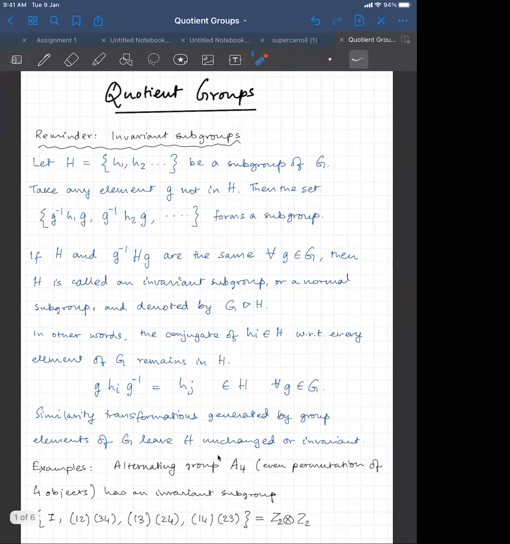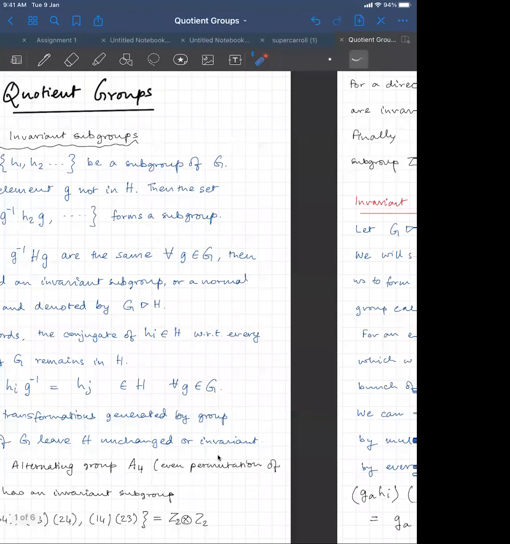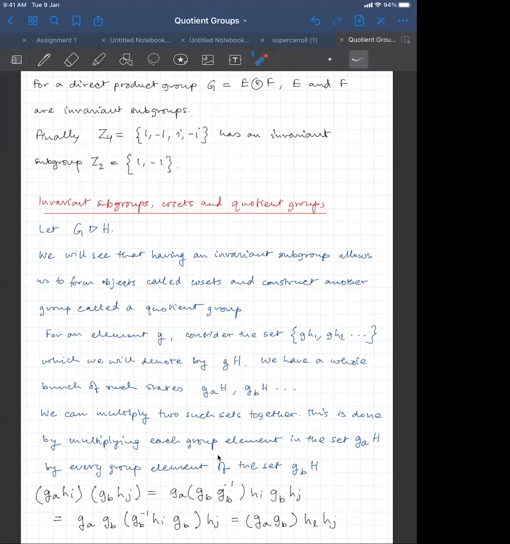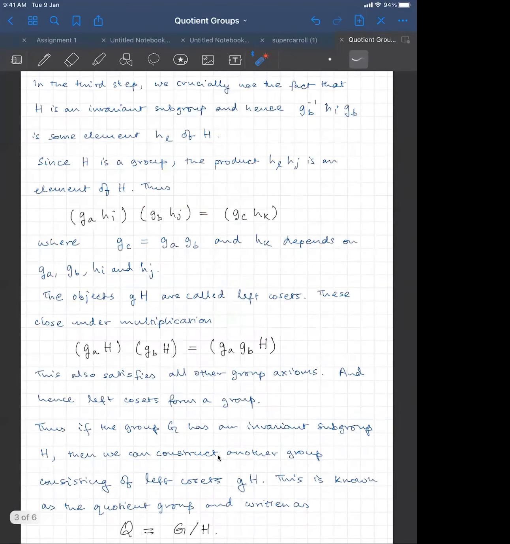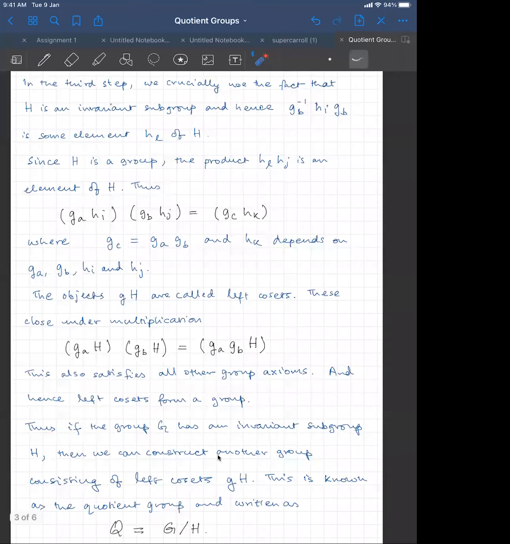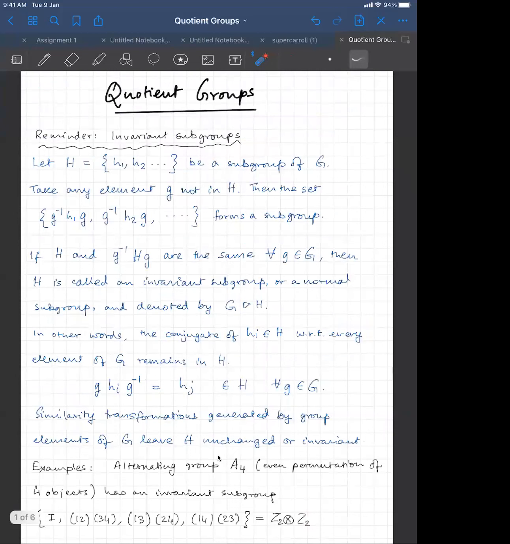Again, just to re-emphasize the whole thing once more, the very important thing is invariant subgroups. The invariant subgroup is something where g inverse h g gives some h prime, which is in H. So these operations leave the subgroup invariant, hence it's called an invariant subgroup. And given this invariant subgroup, you can construct cosets, and you can see that these cosets will satisfy group axioms, and this will form a group. The group that is formed by these left cosets is called the quotient group. If G is a group and H is the invariant subgroup, then Q is G mod H. Okay, hopefully that clarifies things somewhat.